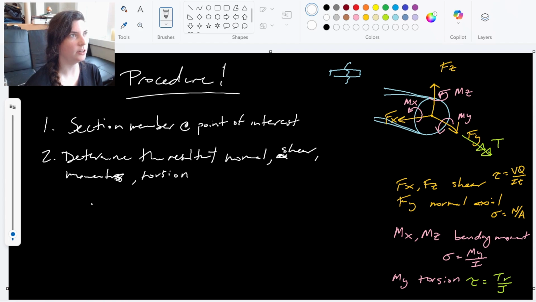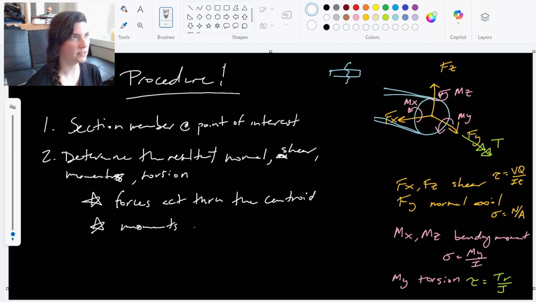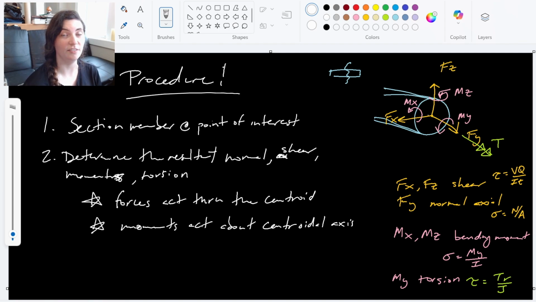A couple of things to keep in mind with this is that forces act through the centroid and moments act about the centroidal axis. Right, and the only reason I mention that is because sometimes your point of interest is not in the very center. It may not be on the centroid, it may not be on the centroidal axis of the cross section. It could be in another location.